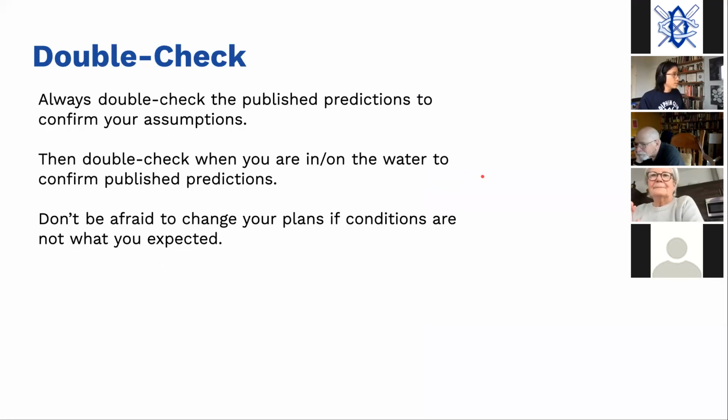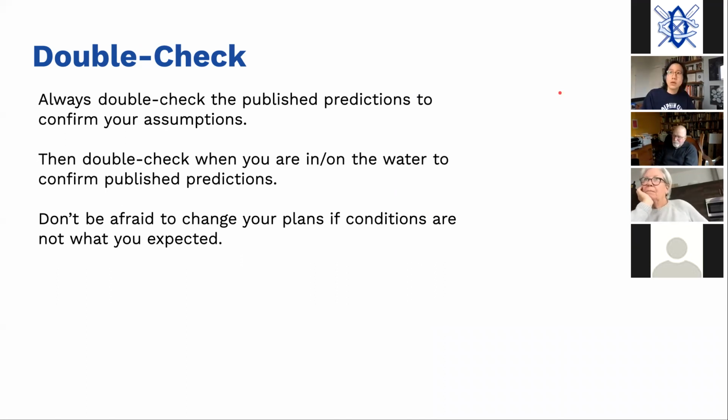So basically, always double check the published predictions to confirm your assumptions. Even though you have all this knowledge, you checked the tide book, you've looked at the tide chart, you kind of made your plan, you want to confirm those predictions, because everything published in those books are predictions. They're pretty accurate predictions, but they're still predictions nonetheless.